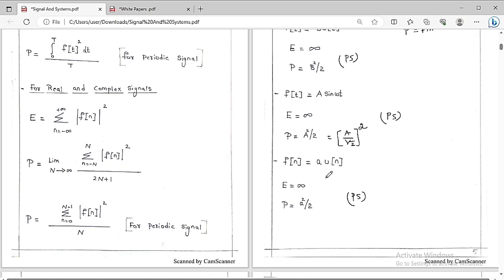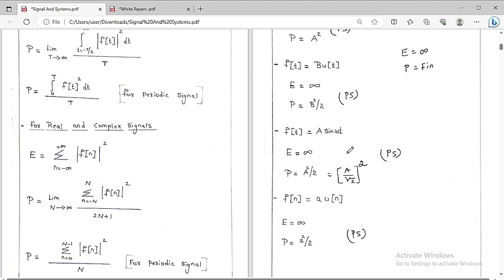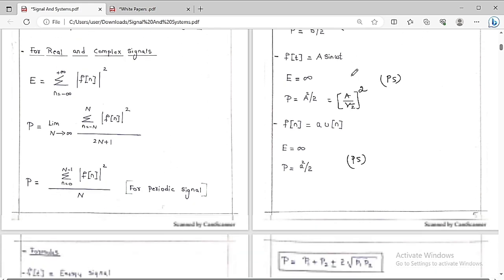Finally, a discrete time signal f of n is equal to a into u of n. This is the same as the previous unit step signal. So energy is equal to infinity and power is equal to a square by 2. You can see energy is infinity and power is finite. So this also comes under the power signal. All the signals I have discussed, whether they are energy signals or power signals, and also the energy and power contained in each signal, I have discussed in a very detailed manner.